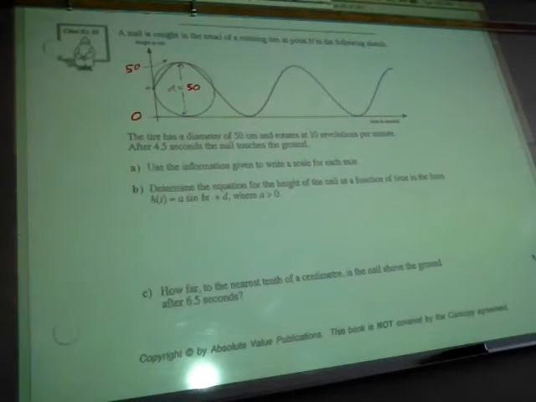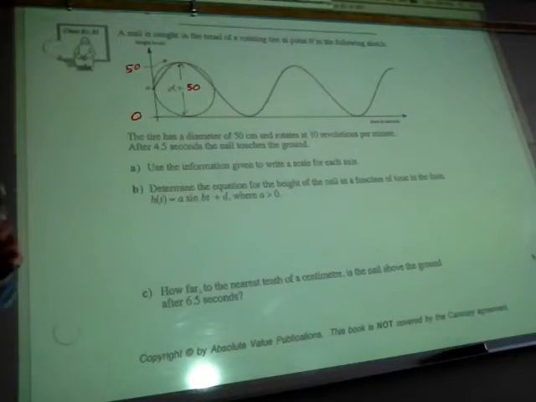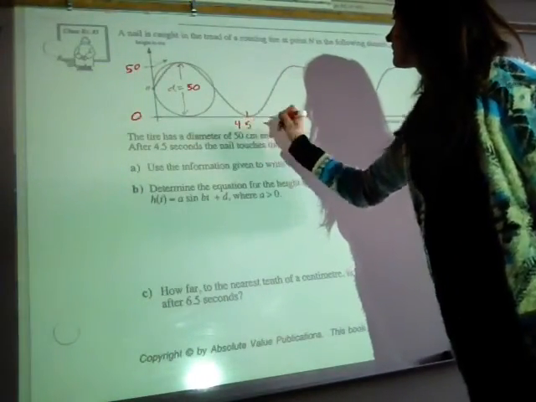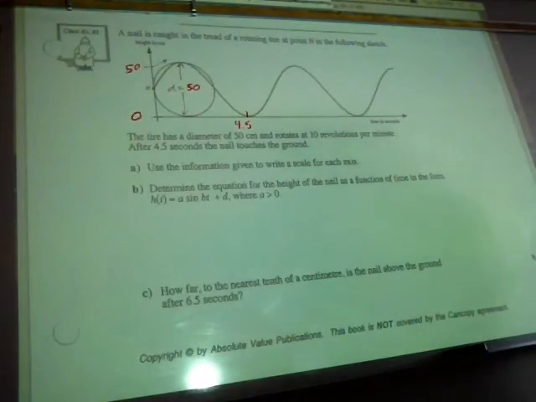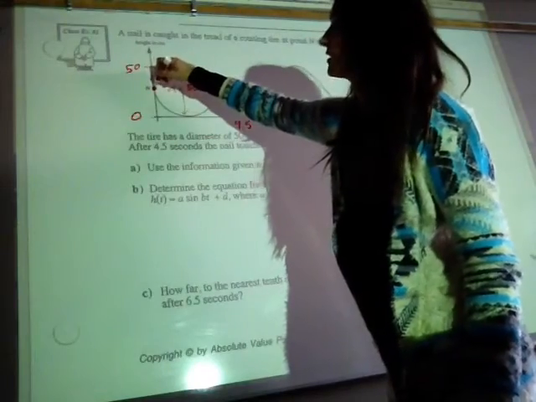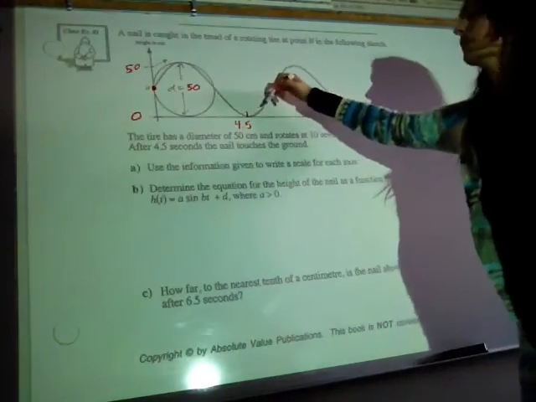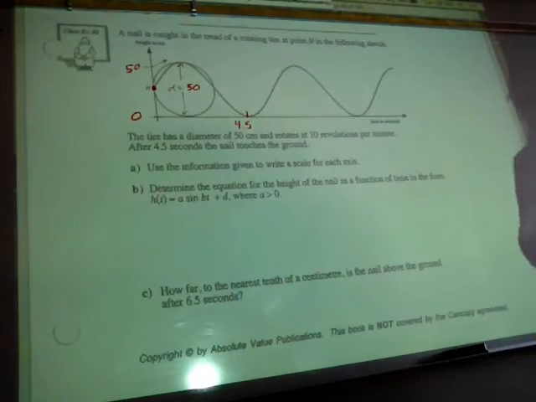Okay, so we know our max, we know our min. They also tell us that after 4.5 seconds, the nail touches the ground. So that's going to be right here. And the x-axis is time in seconds. So this is the tire. The nail is right here, and as the tire spins, it's going to go through this curve, and it's going to touch the ground at 4.5 seconds.